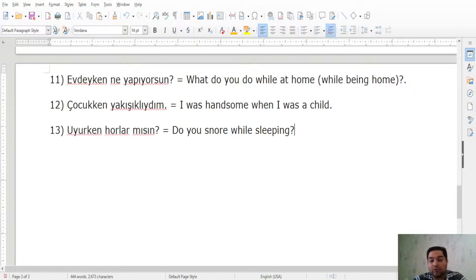Again, don't forget the most utilization of this is usually with the present tense. Same as in English, to mean while doing something, while playing, while going, while giving, while seeing, while bringing, and so on. But you can also use it with the future tense structures and reported past tense structures. That is more rare than the present tense structures. Uyurken horlar mısın? Do you snore while sleeping?